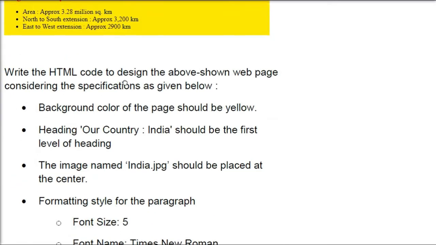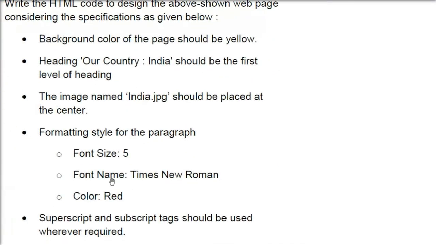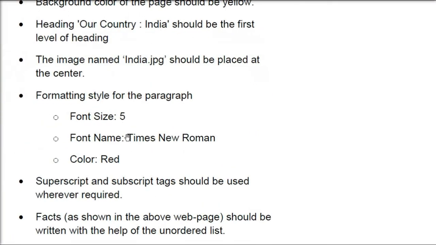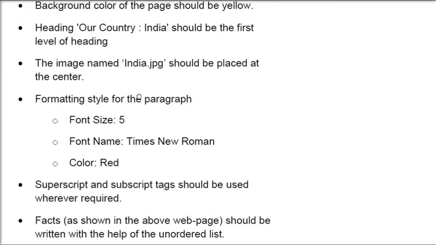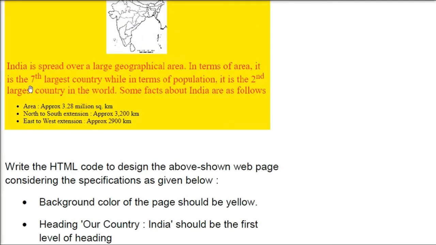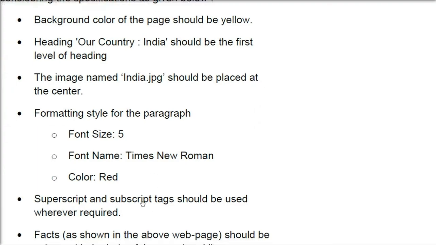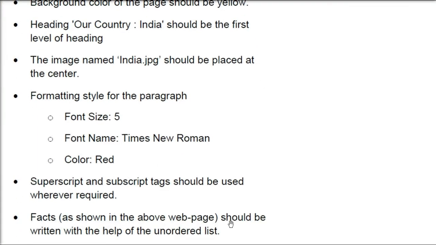Now the formatting style: there is a paragraph coming, about how India is spread. The font size has to be 5 times, in Times New Roman, and the color is given as red. And one more thing, this paragraph has some superscript. Actually, they have just the superscript, not the subscript. So 7 has th up, 2 has nd up. So we'll use superscript because no subscript is there.